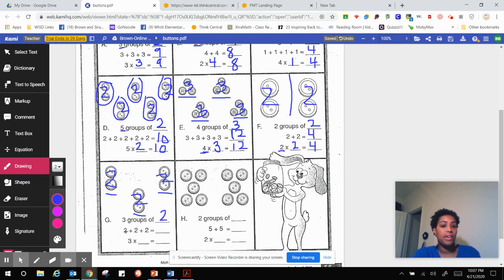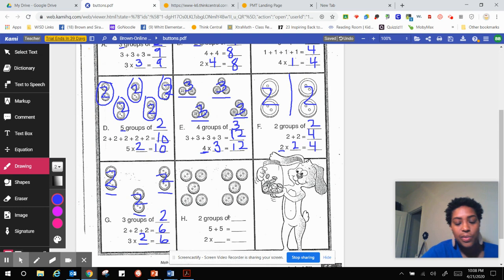And then if you got 6 for this next one, you're also correct, because 2 plus 2 plus 2 equals 6. Now, what did you put in this blank right here? Did you get 2? I hope so, because 3 times 2, where'd you get 2 from? There's 2 buttons in each group, and how many total do you have? 6. So your product would be 6.